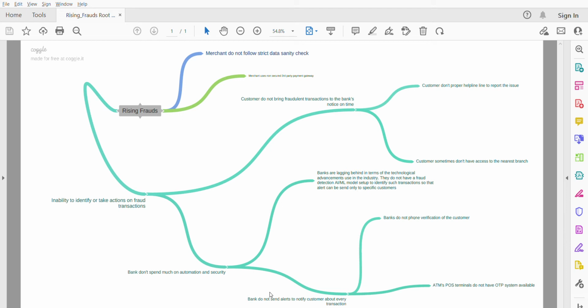And also, due to this fraud transaction, the trust between the bank and the end user is broken, and because of that, there can be attrition of existing customers associated with the bank. Also, this will dent the image of the bank on the global level.